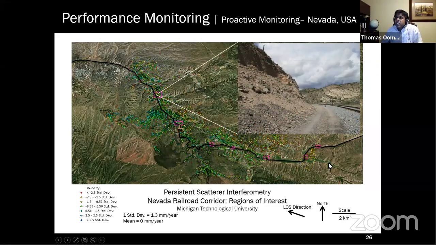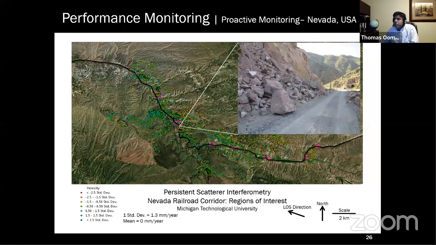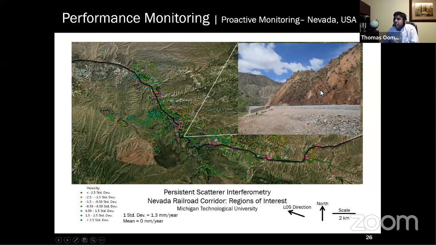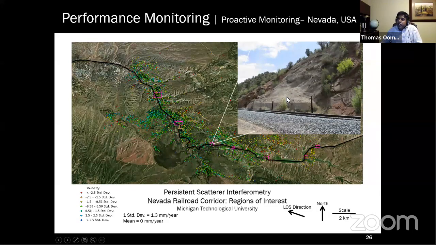So here are some of the areas that we identified as unstable from the InSAR. This is the site we looked at. This is a site that was quite stable. So you can see here, this is from a stable site. This is another stable site for your reference. This is a site where we pointed out that there were unstable slopes, and they fixed it with shotcreting.